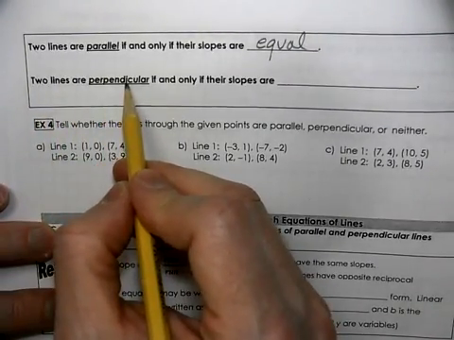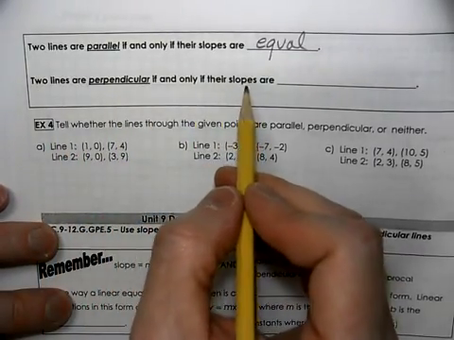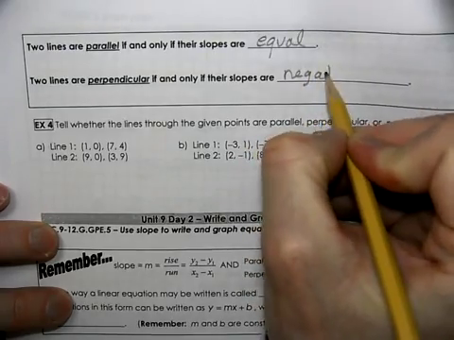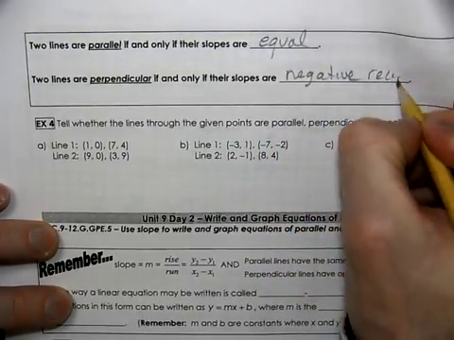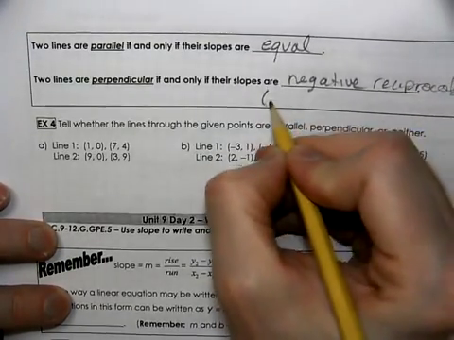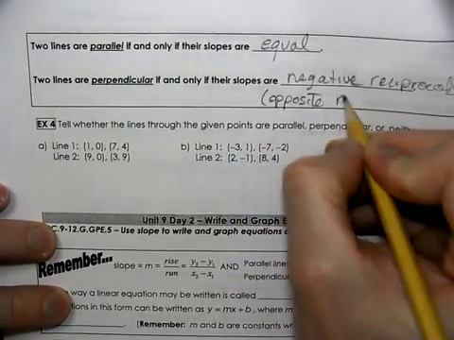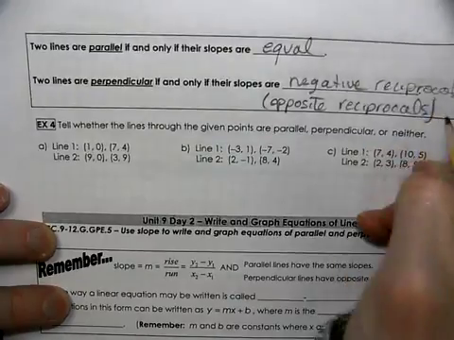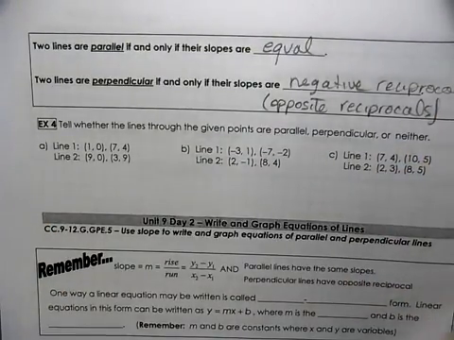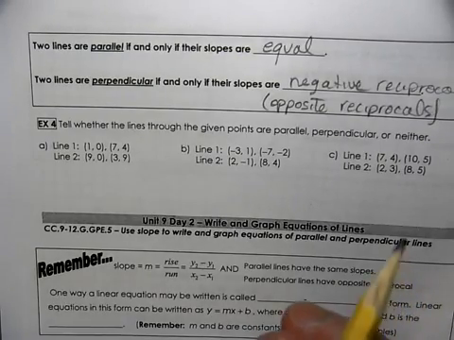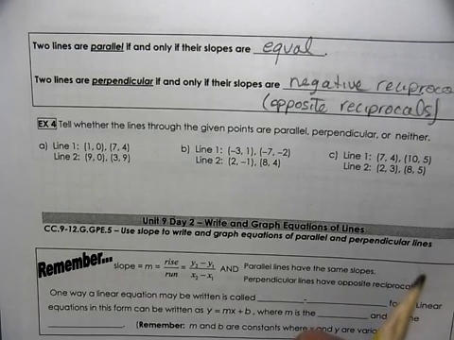Two lines are perpendicular if and only if their slopes are negative reciprocals. Another way to phrase that is to call them opposite reciprocals. So negative, or the word opposite, means that their sign's going to change. One of the lines is going to have a positive slope, one of the lines is going to have a negative slope. That's the only way that you can have perpendicular. You could have a vertical, which is an undefined, and a zero. Those would also be considered perpendicular. Reciprocals are when the fraction is flipped upside down.